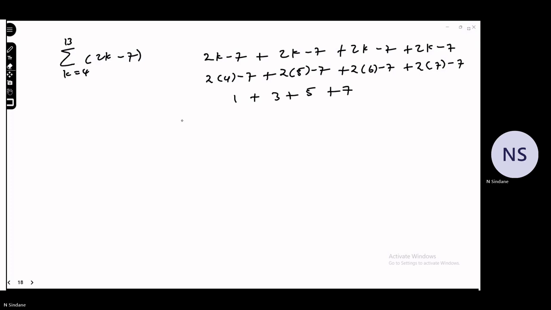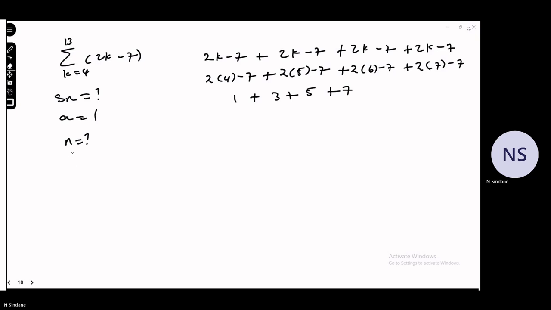Now, from this, I can see that this is my pattern. Let's try to calculate the value of Sn. What will be your Sn? In this case, the pattern is an arithmetic sequence, and for an arithmetic sequence, you need the value of A, which is 1 in this case. You need the value of n, which we will calculate.